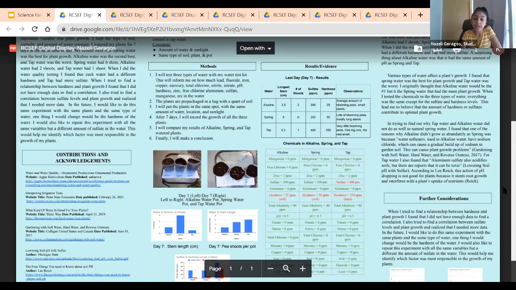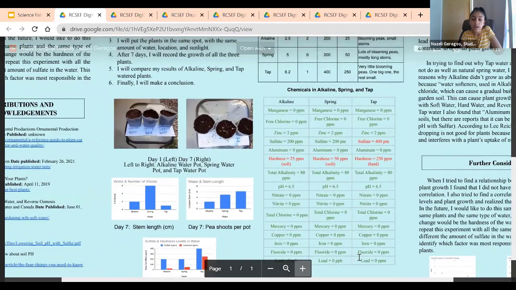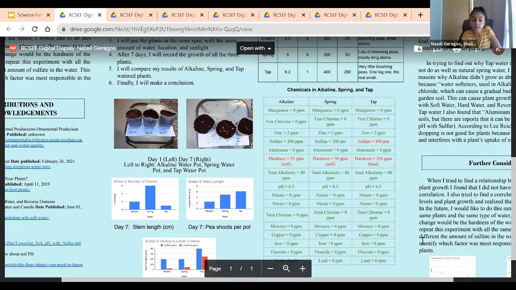And tap had significant growth in just 1 day. There was only 1 pea shoot, but it was 6.2 centimeters. That is 4.3 centimeters of growth just from the previous day. Beneath this graph is another graph showing the chemicals in alkaline, spring, and tap water. The words in red mean that the waters had a different amount of a certain chemical. The difference in each water was the different amounts of sulfate and hardness.